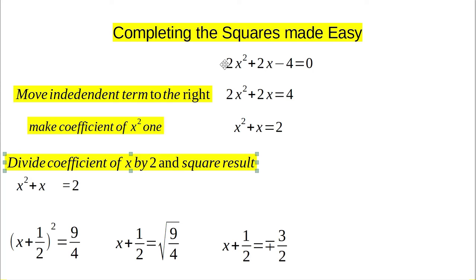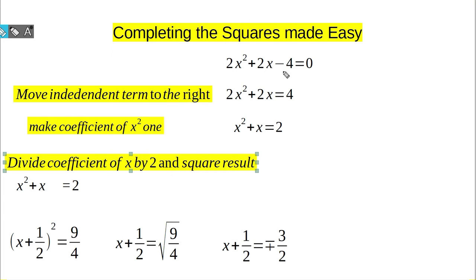We want to solve this quadratic equation using the completing of squares method. So let's look at how we will do that. We have this quadratic equation. The first thing for us to do is to move the independent term to the right.